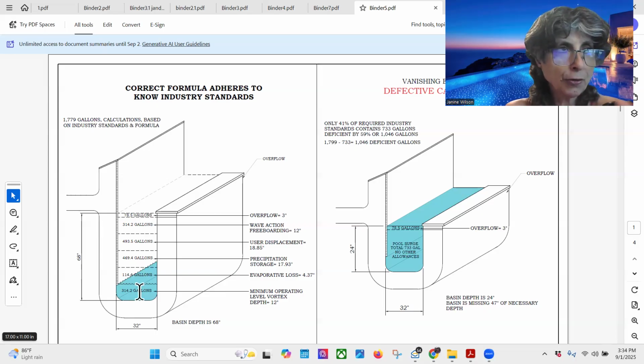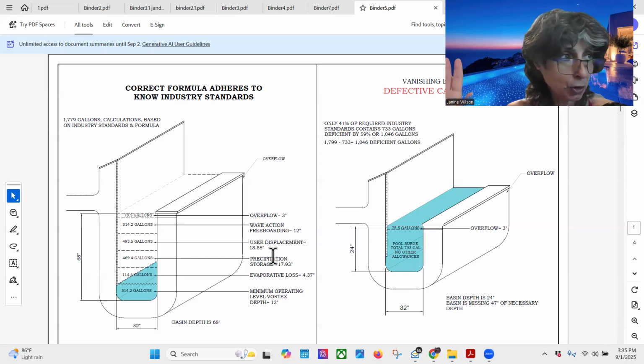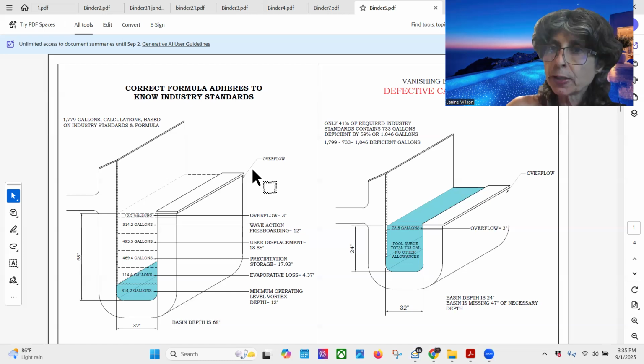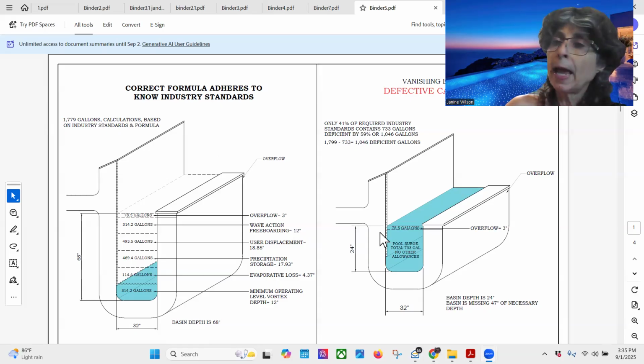And I'm leaving 56 inches for evaporative loss, precipitation, rain storage, of course, and user displacement: 10 people jump into the pool, where does the water go? Wave action, where water goes up and down and oscillates all over the place, and freeboarding, so there's space in there. That area can also be used, and I'm going to caveat this one, water in transit can be part of freeboarding, and then the overflow. So this shows a number of different concepts, all under one heading, and that is the basin protocol. There is a basin protocol, and there is a formula and a program.